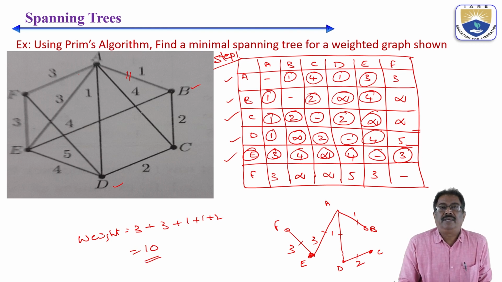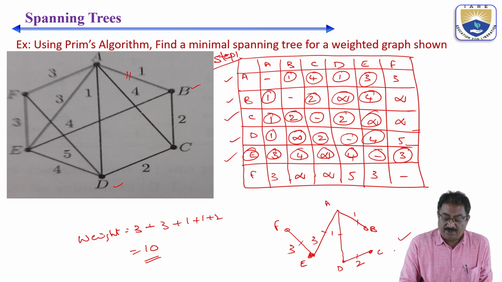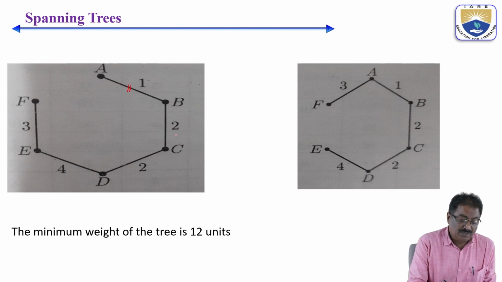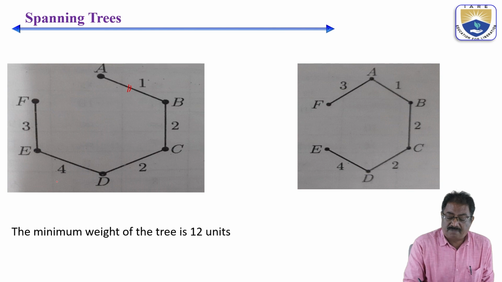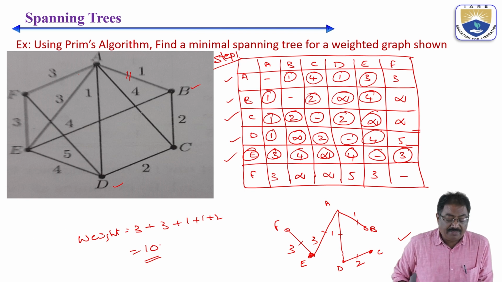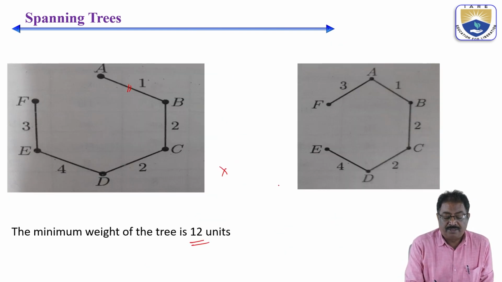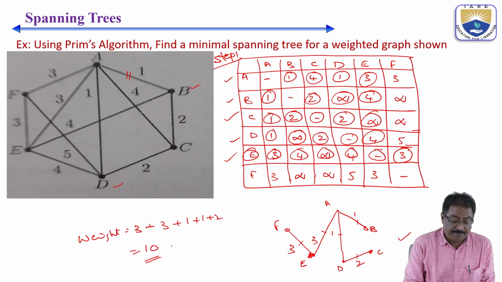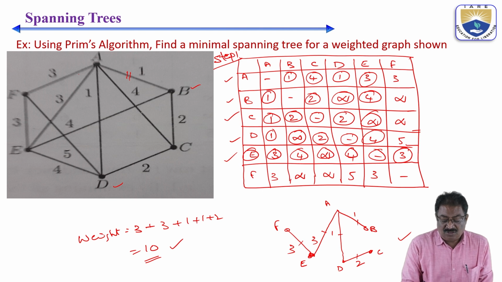The weight of this tree is 10. So we can get the other weights by using this. Weights are 12. These are not minimum weighted trees, whereas here we are having lesser weight. So we can consider 10 as the weight of this spanning tree. So like this, we can construct the spanning trees by using Prim's algorithm.